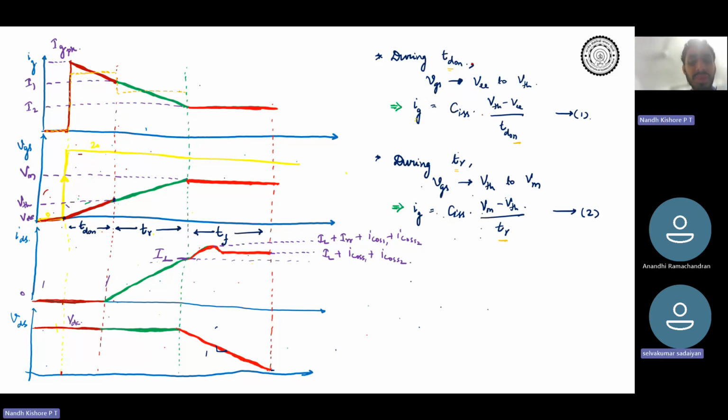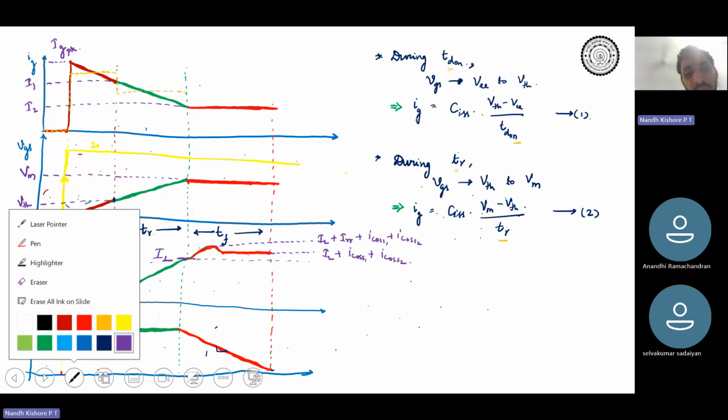Sir, in general, after overshoot, we call it settling time. So why here are we calling it a voltage fall period? Voltage fall period is the time taken for the drain source voltage to fall from VDC to zero. During this period, we are not quantifying the overshoot time of the current and all.